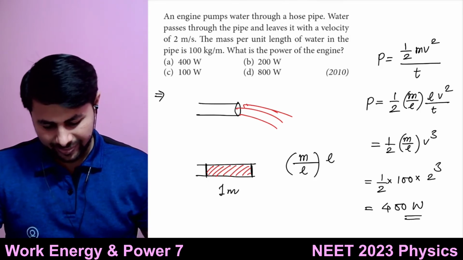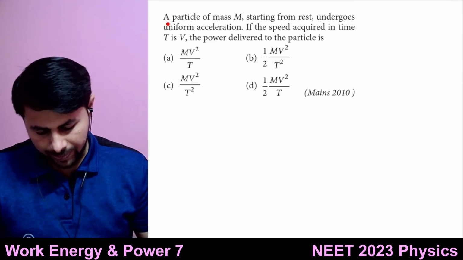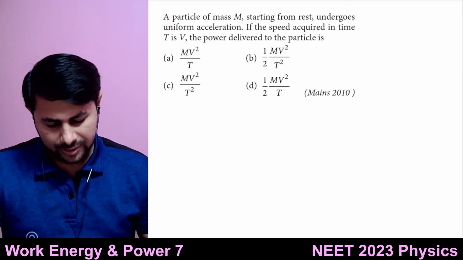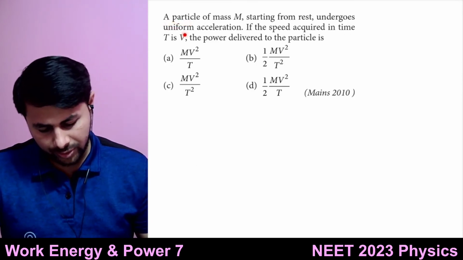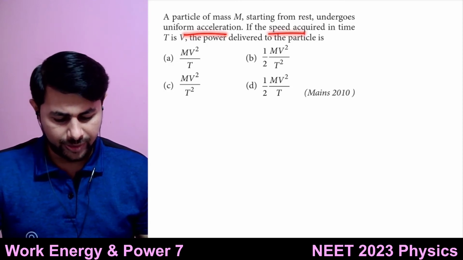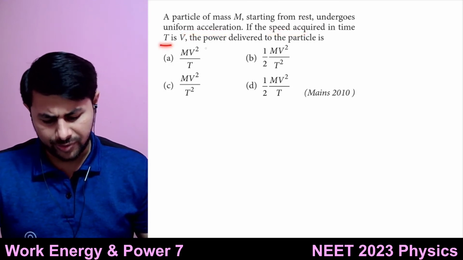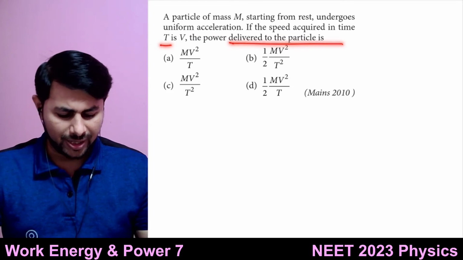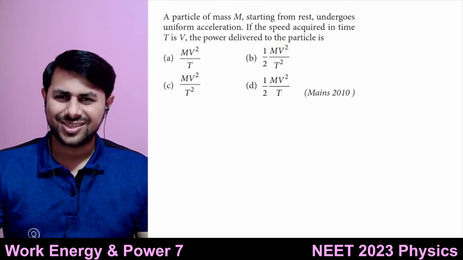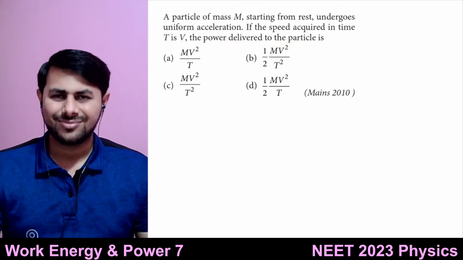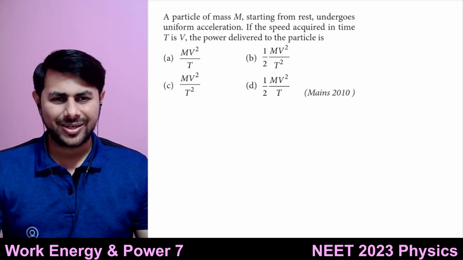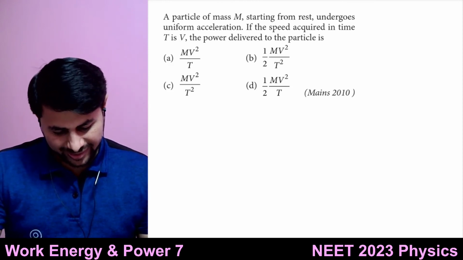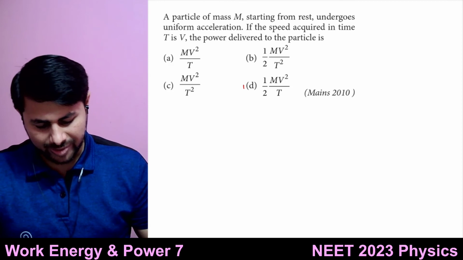Okay. So option A. A particle of mass m starting from rest undergoes uniform acceleration. If the speed acquired in time t is v, the power delivered to the particle is. This is very simple. So speed acquired, yeah, option D. Very good. Option D will be the answer.